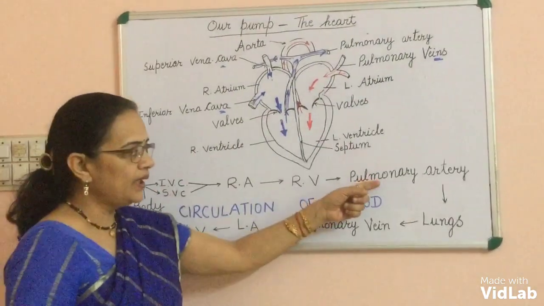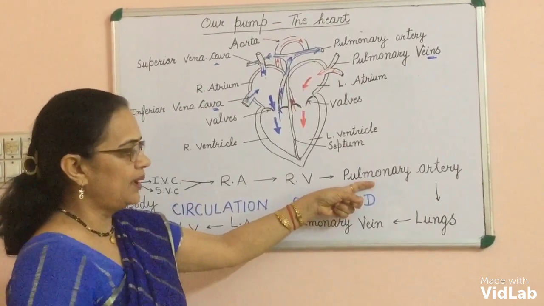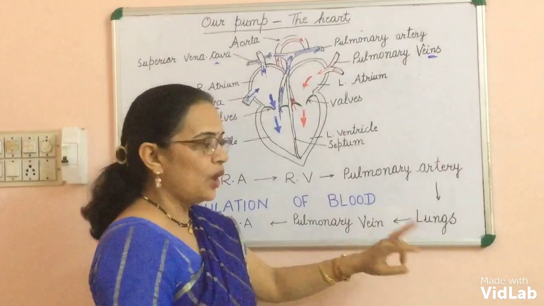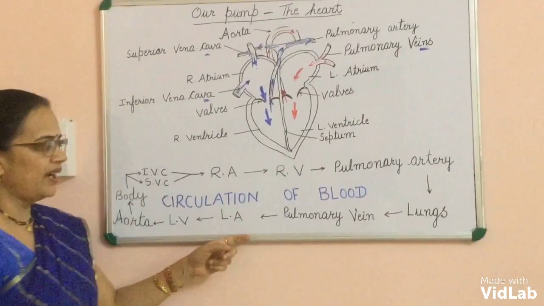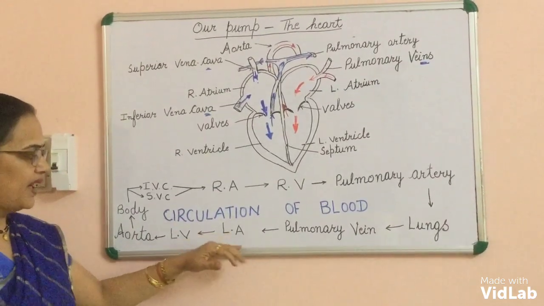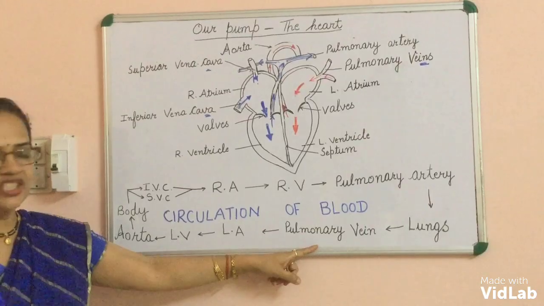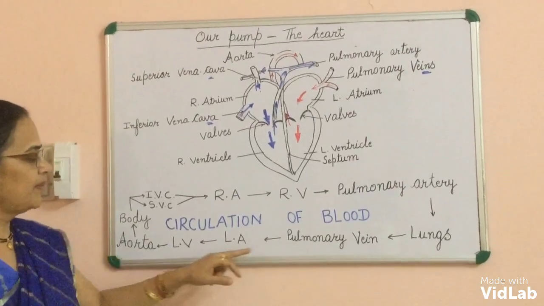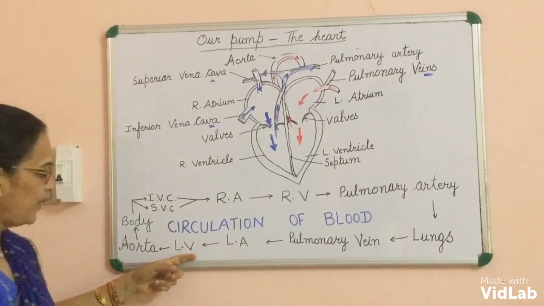This is the only artery in our body which carries deoxygenated blood. From the lungs, the oxygenated blood through pulmonary vein comes into left atrium. This is the only vein in our body which carries oxygenated blood. From the left atrium, now the oxygenated blood goes into left ventricle.